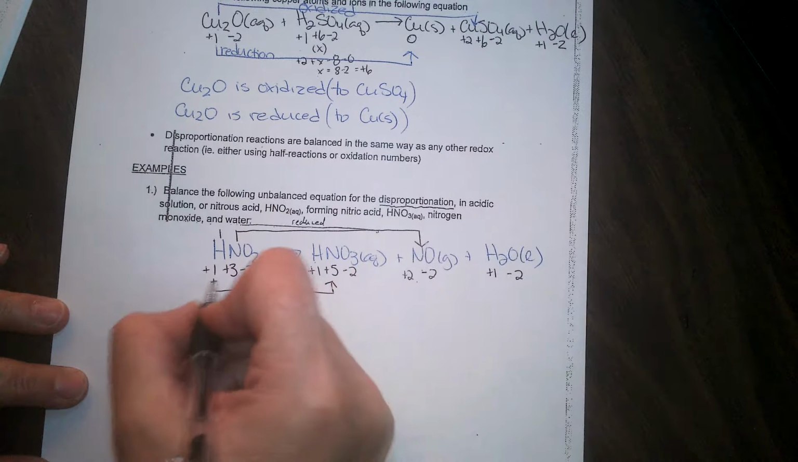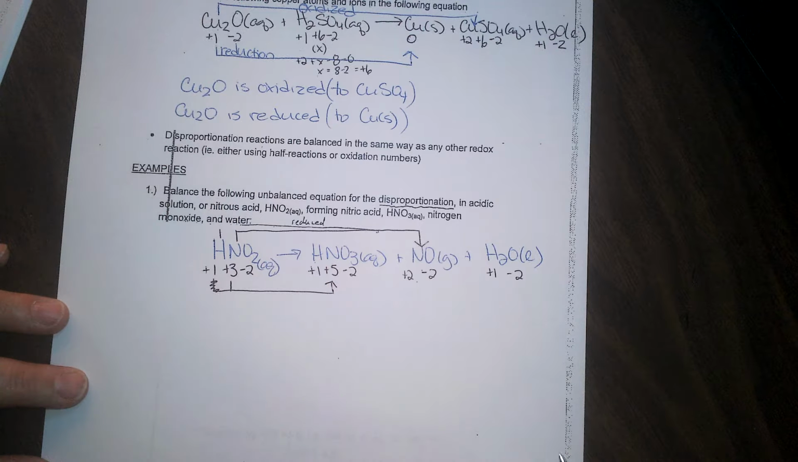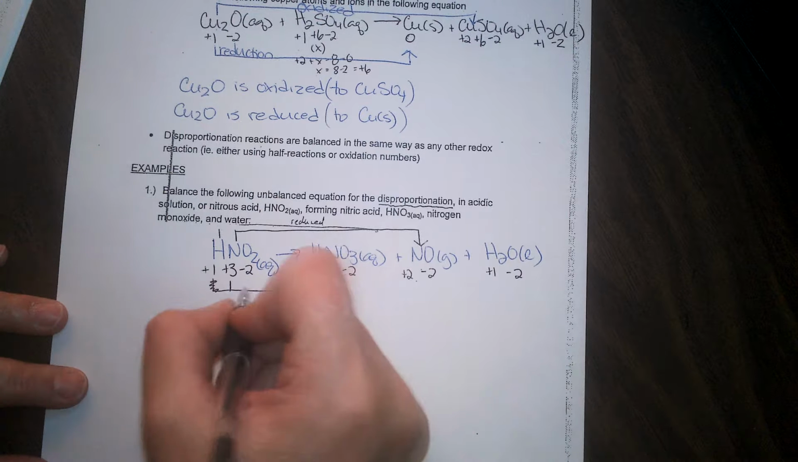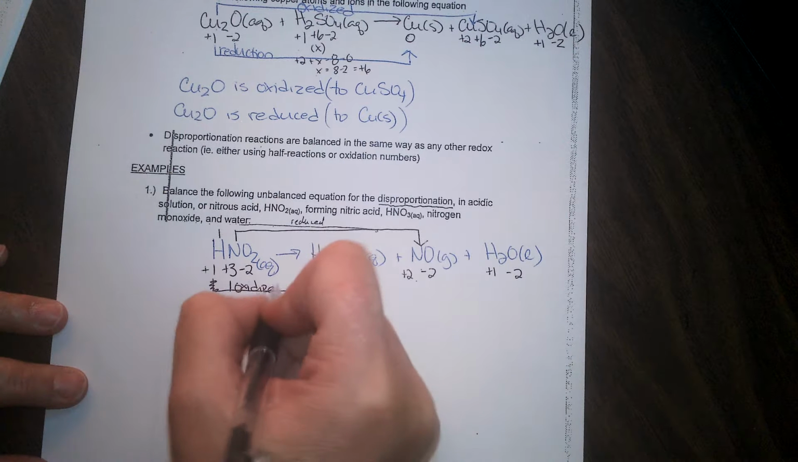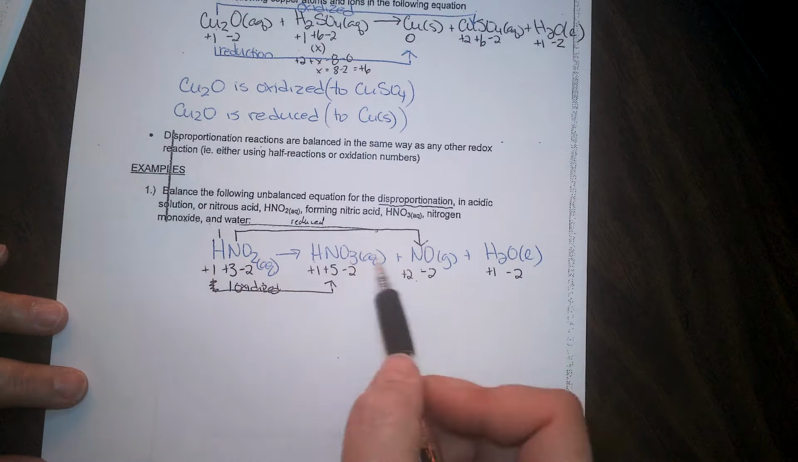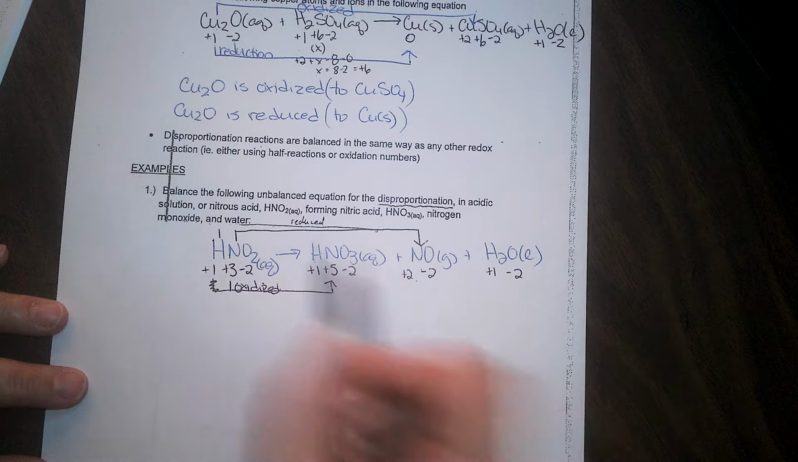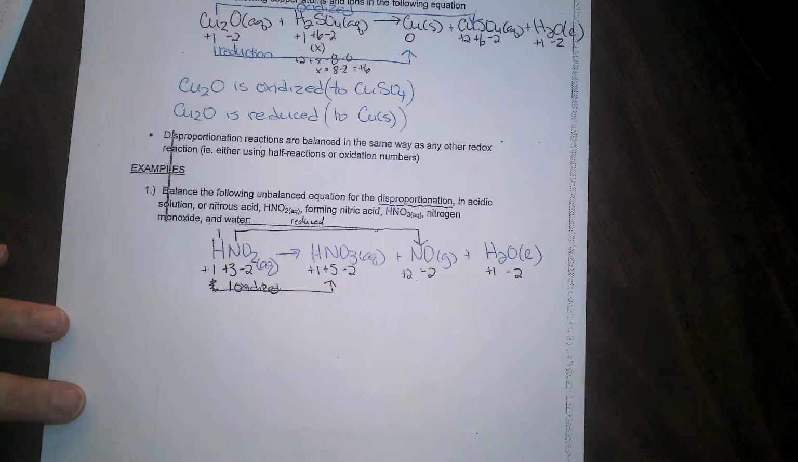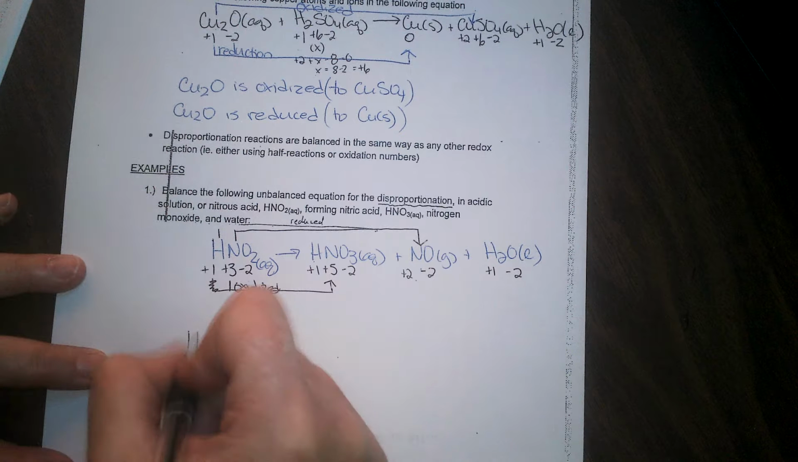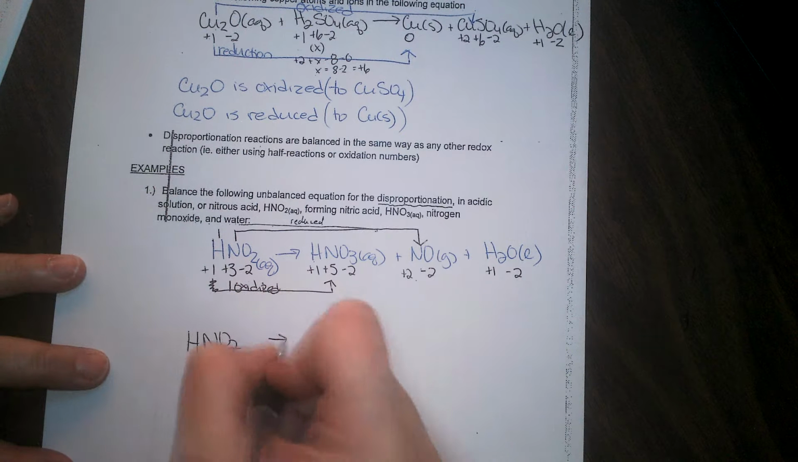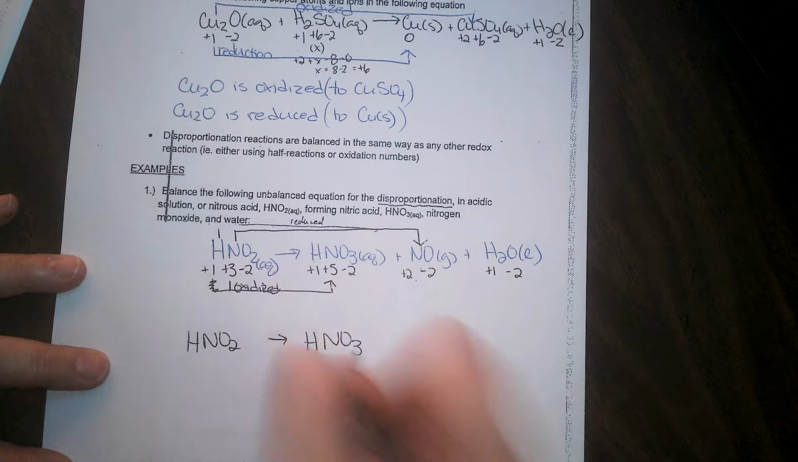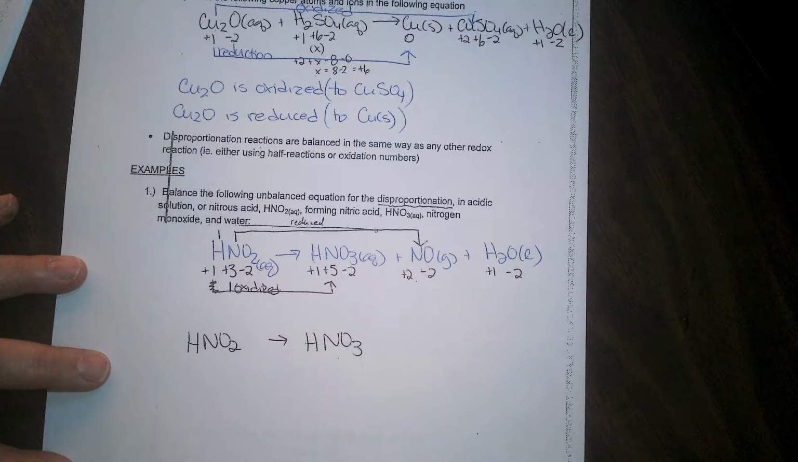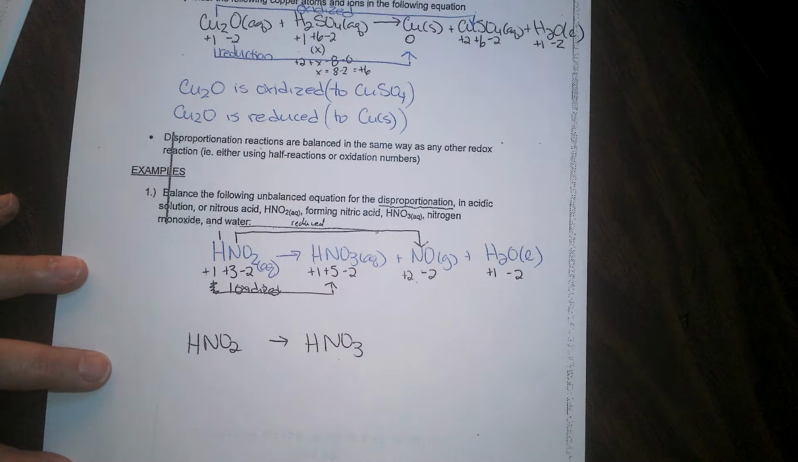So when it goes from +3 to +5, is it being oxidized or reduced? Oxidized. When it goes from +3 to +2, it's being reduced. So we're going to look at this reaction. That's going to be one reaction that we look at. It was done in an acidic situation. So how do we balance this half reaction out in an acidic situation?